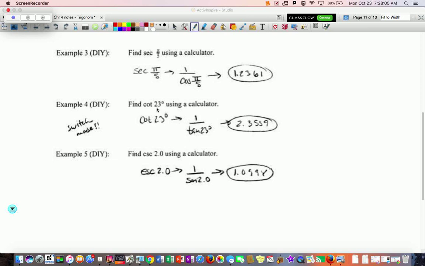Remember example 4 here, you're in degree mode because we see the degree bubble. So switch to degree mode, and cotangent would be 1 over the tangent of 23 degrees. And then the last one, cosecant, again, you're back to radian mode because that's what we call an approximate radian. And you do 1 over the sine. You should get that decimal.